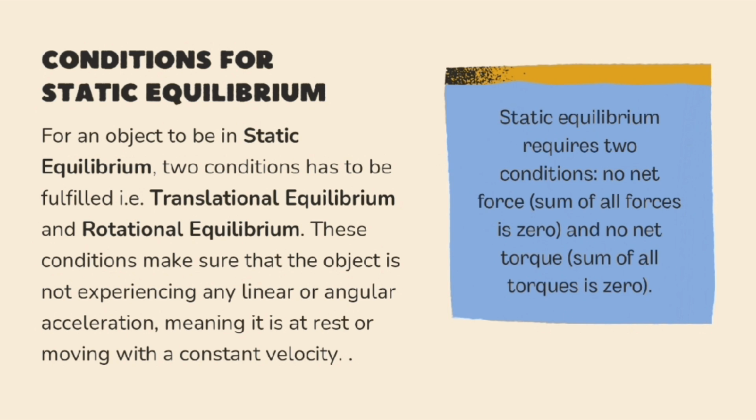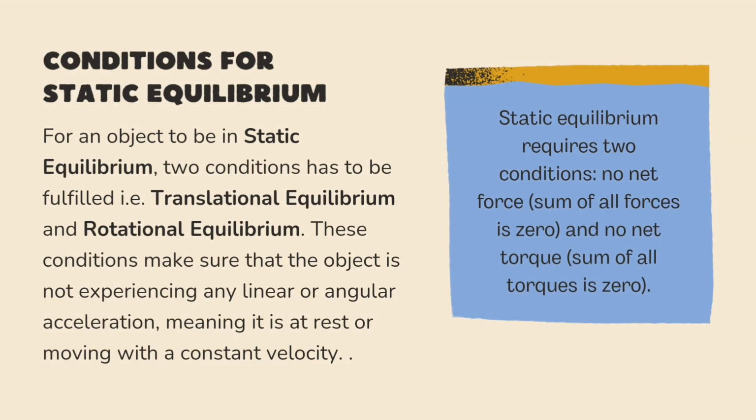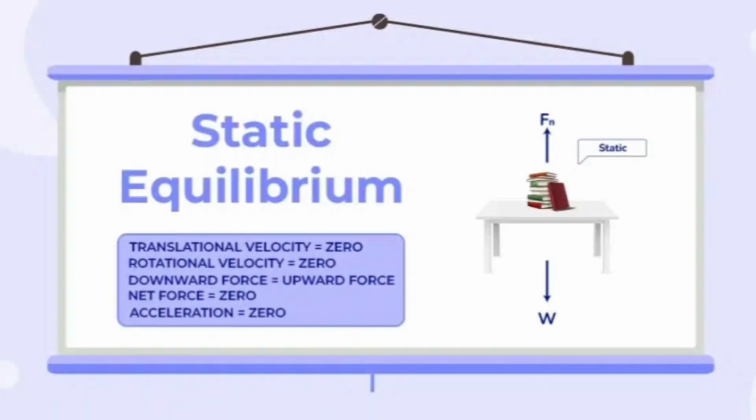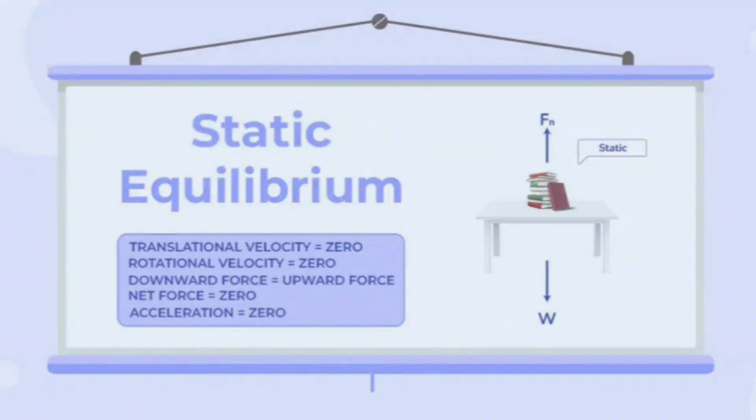Static equilibrium requires two conditions: no net force, the sum of all forces is zero, and no net torque, the sum of all torques is zero. To sum up static equilibrium, the translational velocity and the rotational velocity should be equal to zero, and the downward force is equal to the upward force for it to be balanced, as well as the net force and acceleration must be zero for it to be called static equilibrium.